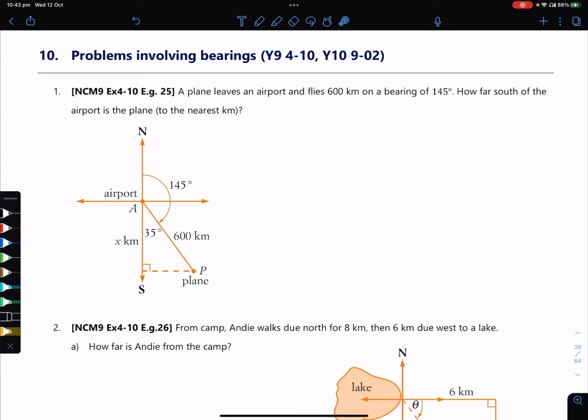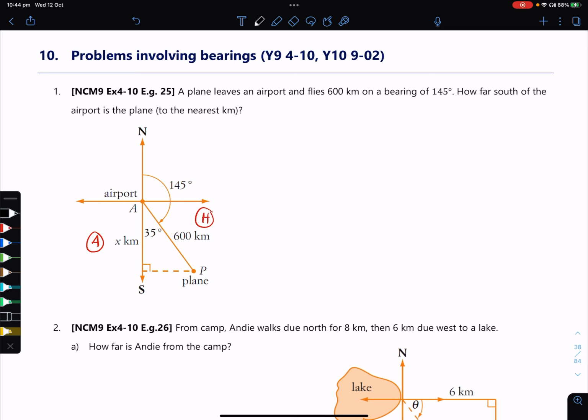So how far south of the airport is the plane? So there's a plane, there's the airport, and we're talking about in a southerly direction. How far is this in this direction? Well, what we're going to do is form that triangle that's right angled, and this edge here is our adjacent edge, whereas 600 is our hypotenuse of that triangle.